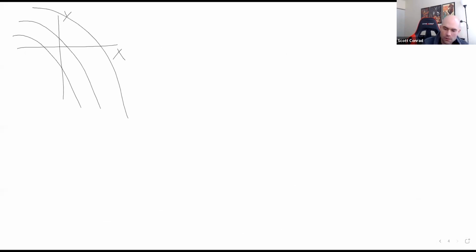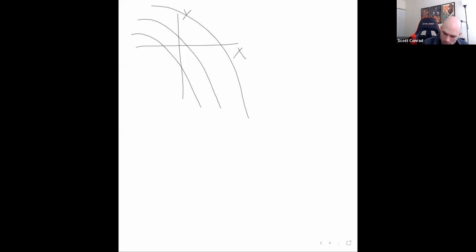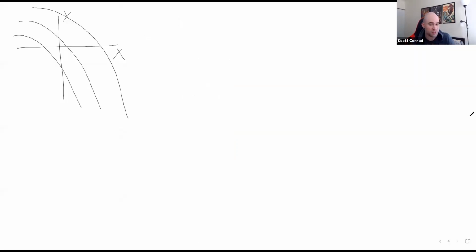Okay, so for that third bit, here's what that looks like. Suppose here's a contour map of a function. Suppose these are level curves of our function of 2 variables.